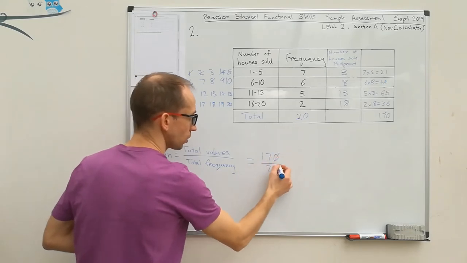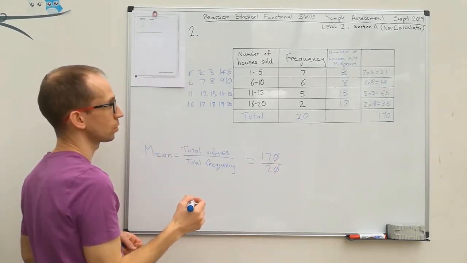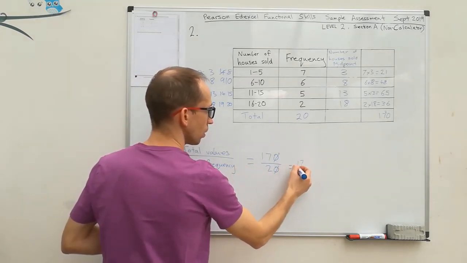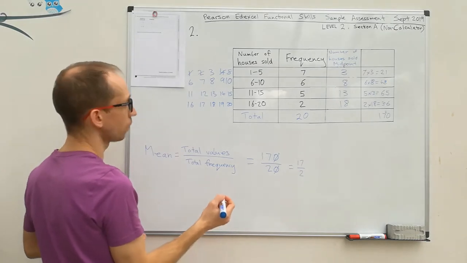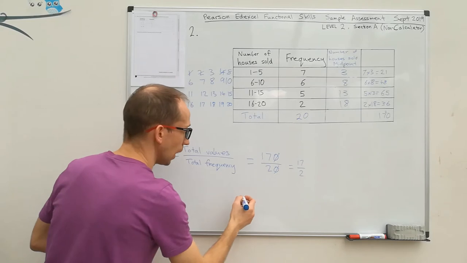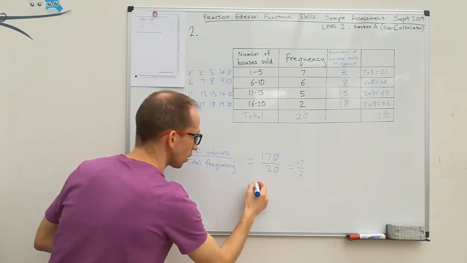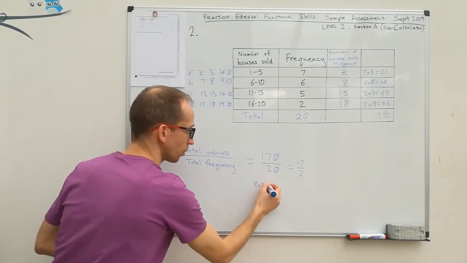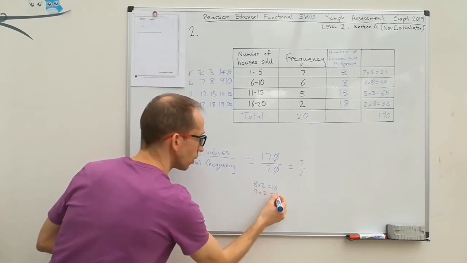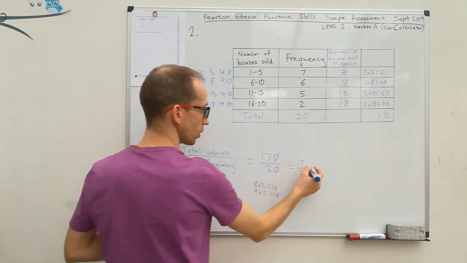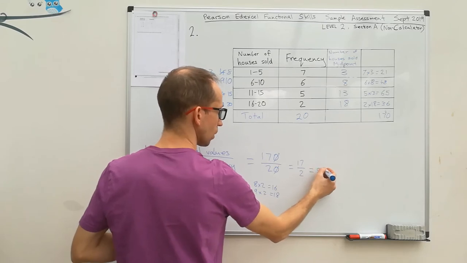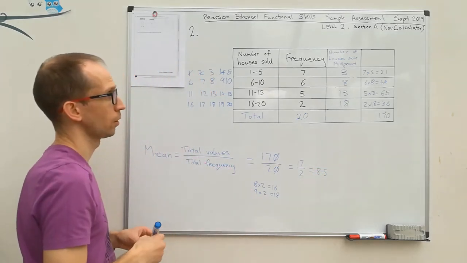Well, we can cancel the zeros straight away, and we're left with 17 divided by 2, and well, I know that 8 times 2 is 16, and 9 times 2 is 18. This is halfway between the two, so it's going to be 8.5.